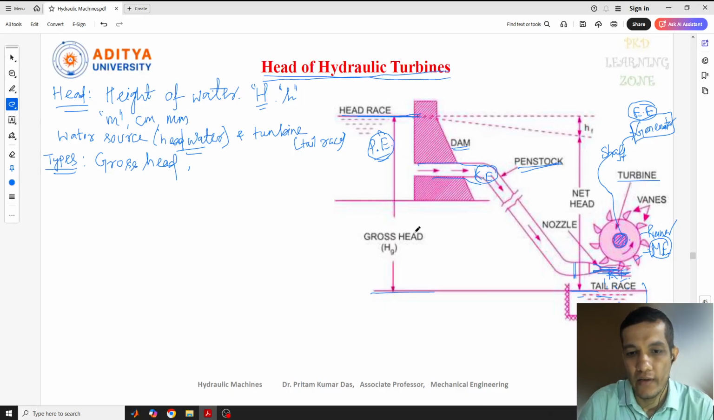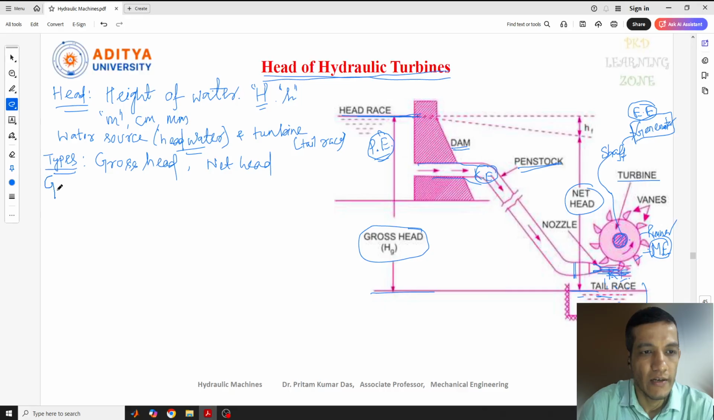You can see there are two heads: one is the gross head, and another one is the net head. First we'll discuss the gross head. The gross head is denoted by Hg, where H stands for head and G for gross.